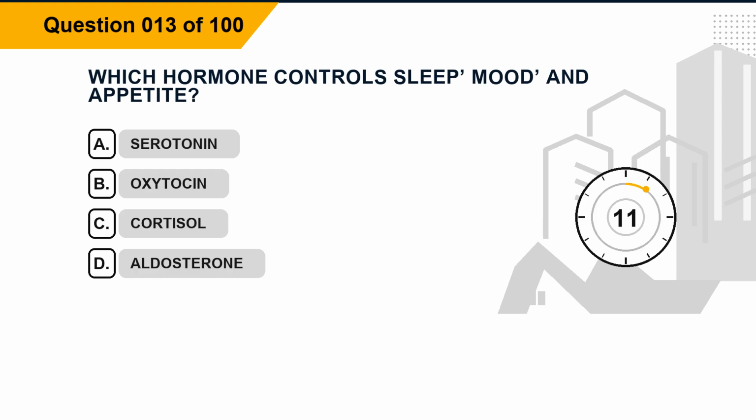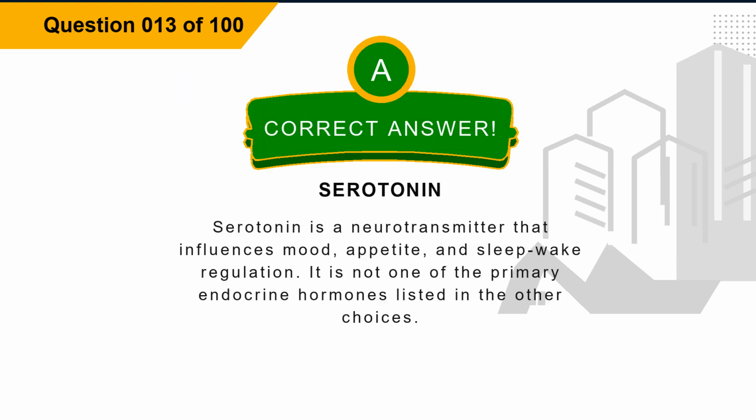Question 13. Which hormone controls sleep, mood, and appetite? Option A, serotonin. Option B, oxytocin. Option C, cortisol. Option D, aldosterone. The correct answer is option A, serotonin. Explanation. Serotonin is a neurotransmitter that influences mood, appetite, and sleep-wake regulation. It is not one of the primary endocrine hormones listed in the other choices.